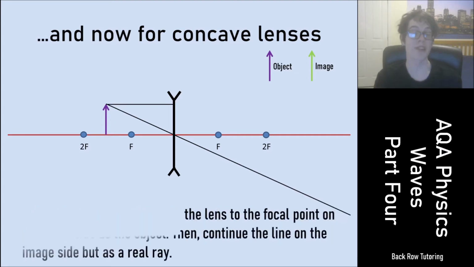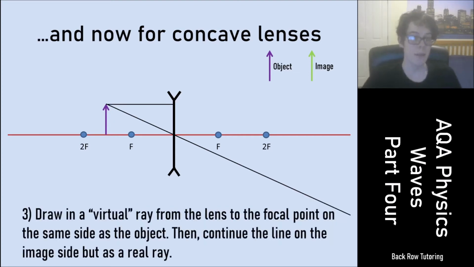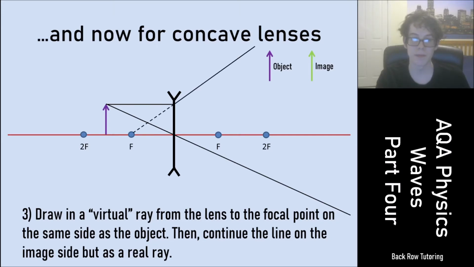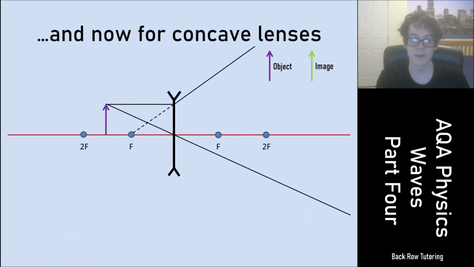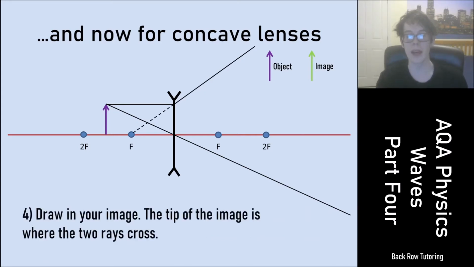Now, step number 3 is different. This time, we're going to draw in a virtual ray from the lens to the focal point on the same side as the object. Then we're going to continue this line on the image side, but as a real ray. And finally, we're going to draw in our image, and the tip of the image is where the two rays cross.